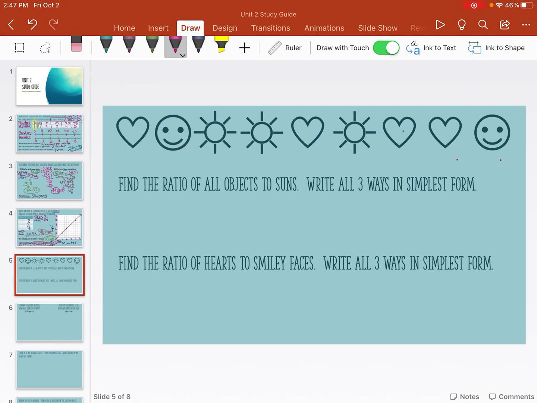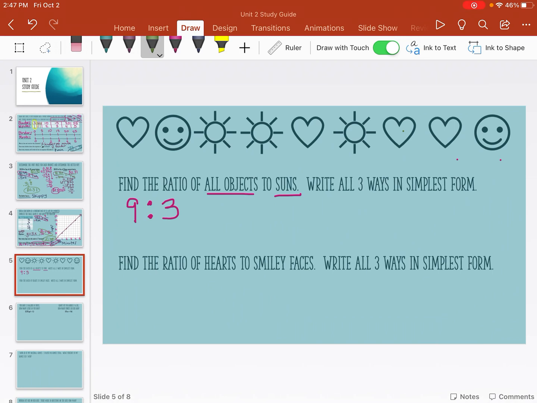Okay, so first it says the ratio of all objects to sons. Again, in that order, so all objects means all of these things. So I can count them. There are 9 altogether. To 3 sons, which there's 1, 2, 3 sons.